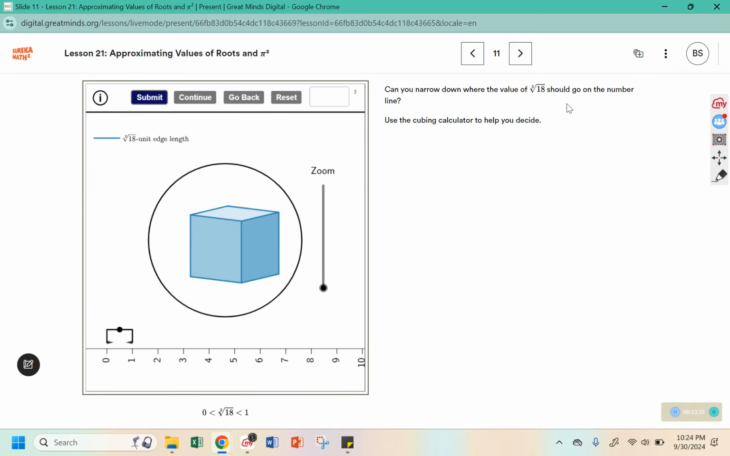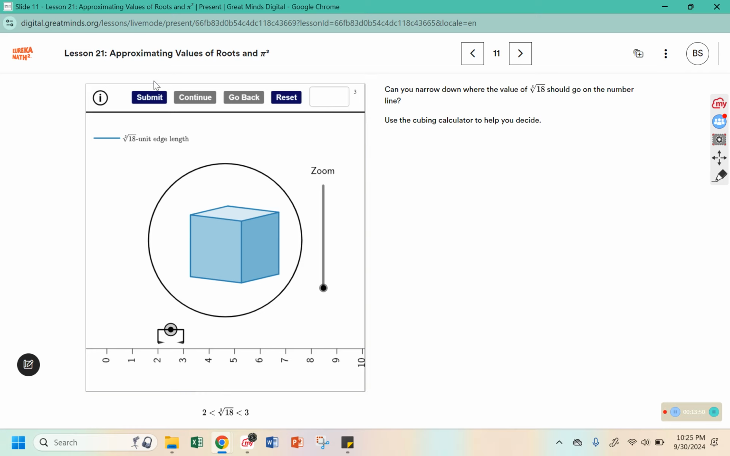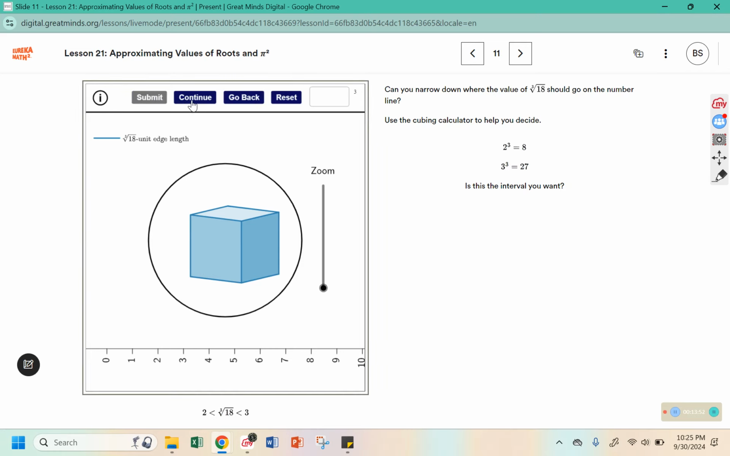Can you narrow down where the value of the cube root of 18 should go on the number line? Use the cubing calculator to help you decide. So I know 2 cubed is 8, 3 cubed, 3 times 3 is 9, times 3 is 27. So 18 is between 8 and 27. And you can see I have one cube that's too small and one that's too big, so I'm going to continue.